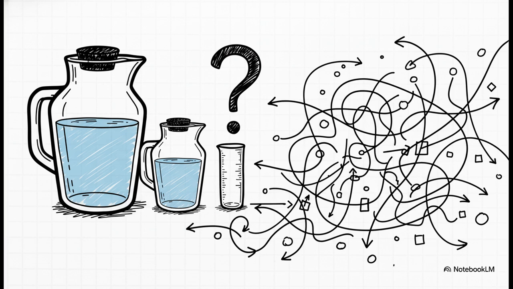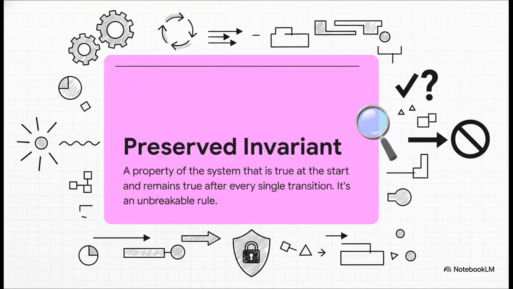We need a shortcut, some kind of cheat code to understand the system's fundamental limits. This is where we get a mathematical superpower. It's called a preserved invariant. It's some property of the system that's true at the very beginning, and, this is the important part, it stays true no matter what you do. It's an unbreakable rule of the game. And if our goal violates that rule, we know right away it's impossible.